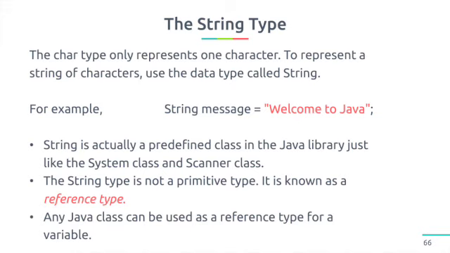The basic type that we create strings from is characters. A string is nothing but a collection of characters. So that is why it is a reference type but not a primitive type. We create a string by collecting a combination of multiple characters together, and we call it a reference type. So any Java class can be used as a reference type for a variable.